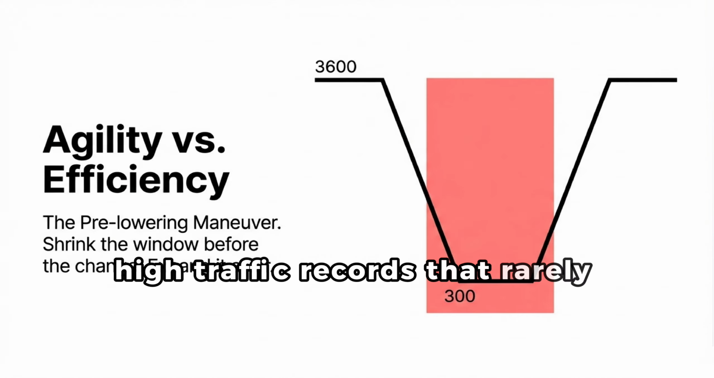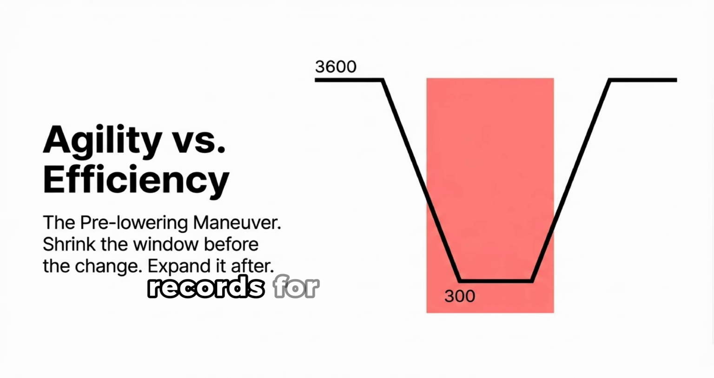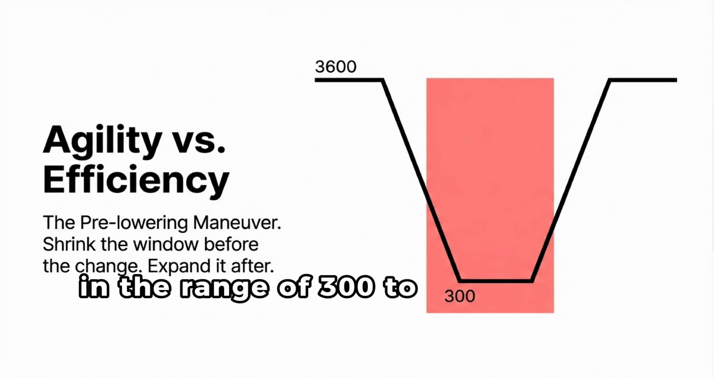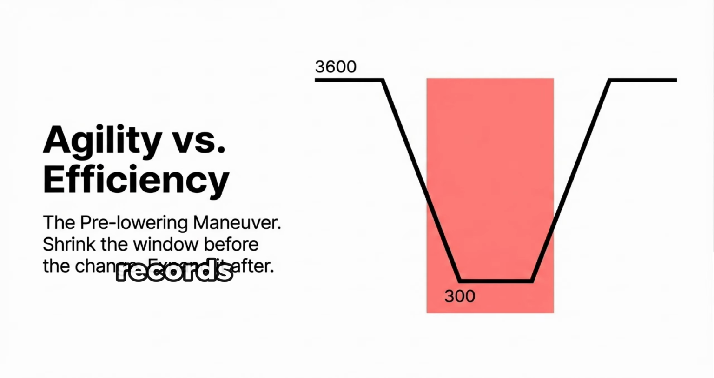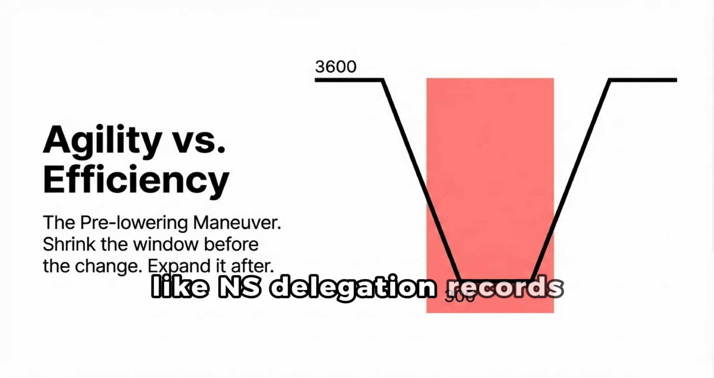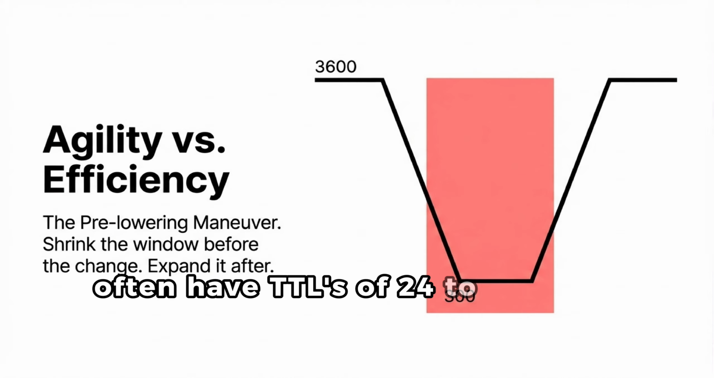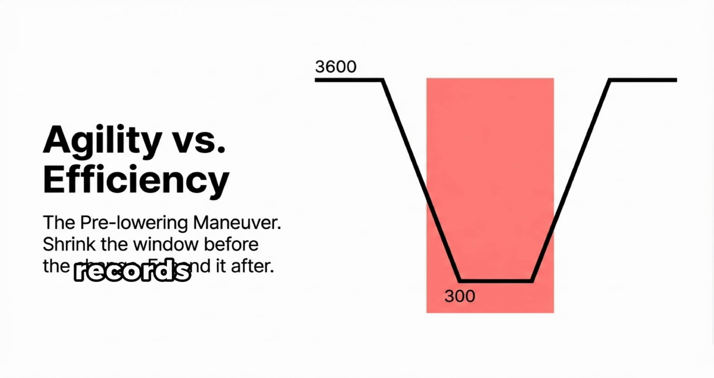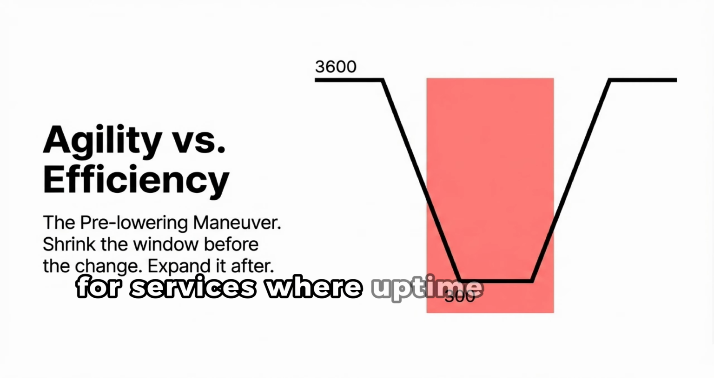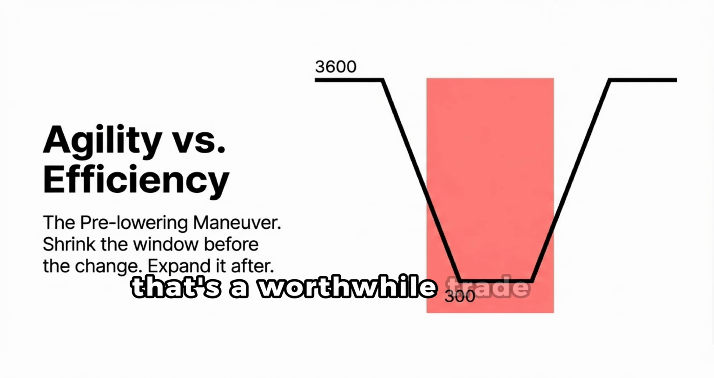High-traffic records that rarely change, like the A records for major websites, often have moderate TTLs in the range of 300 to 3600 seconds. Records for infrastructure that almost never changes, like NS delegation records, often have TTLs of 24 to 48 hours. Records for services that need to be able to fail over quickly, load balancers, CDN endpoints, are often set with TTLs as short as 30 to 60 seconds. For services where uptime is critical, that's a worthwhile trade-off.